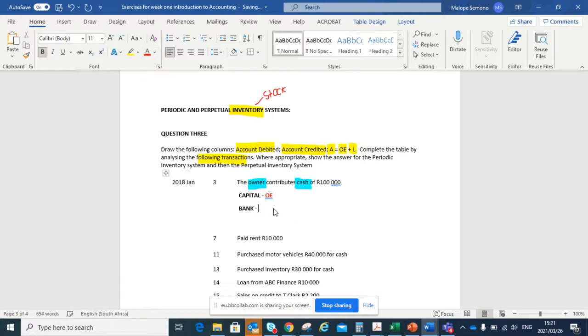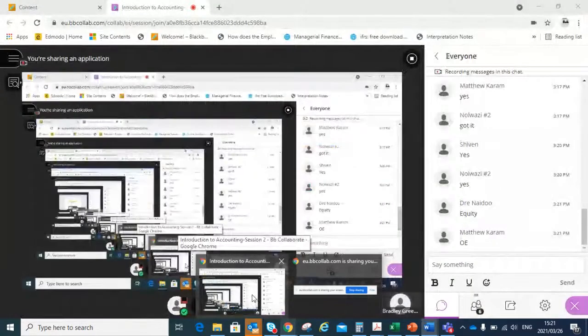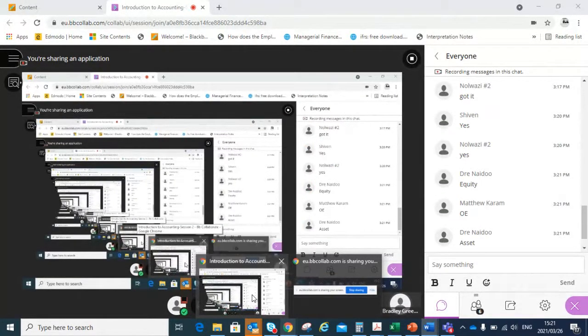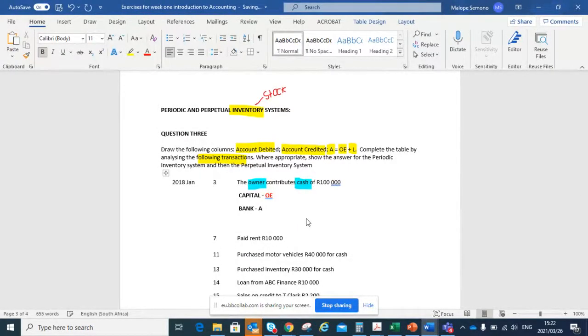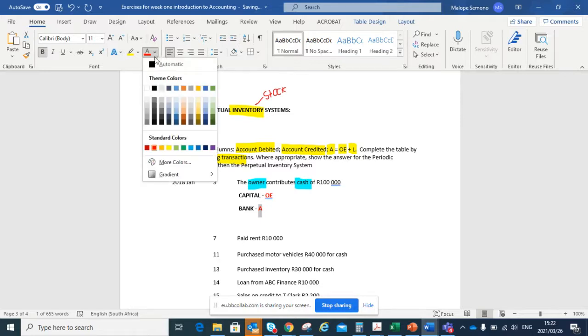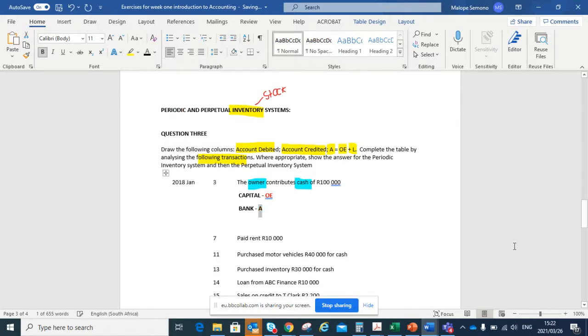Can you see now? So who can tell me what is bank to me? Where does it fall? Please write it down for me. What is bank to us? Where does it fall? Dr. Dre said asset. Let's see others. Thank you, Matthew. It's an asset. Okay. So thank you, Nolazi. It's an asset. So I'm going to go to the question, and next to it, I'm just going to put A. But remember, you're not recording, you're just analyzing so that by the time when you record, everything makes sense. Can you see that? This is what I need to do first.